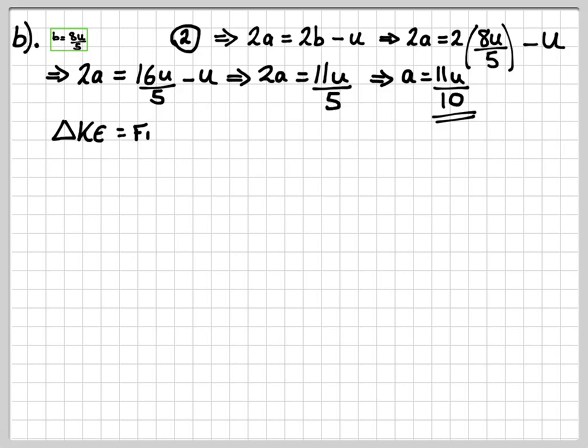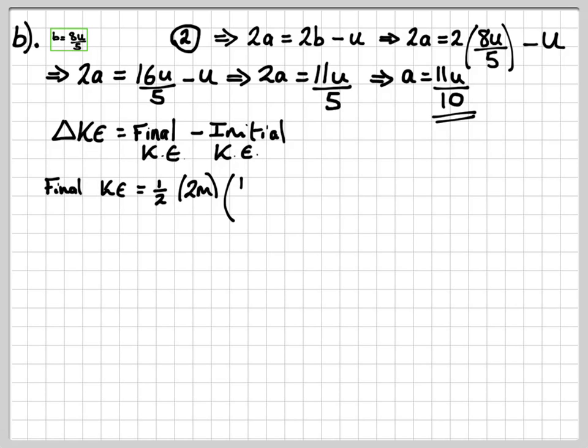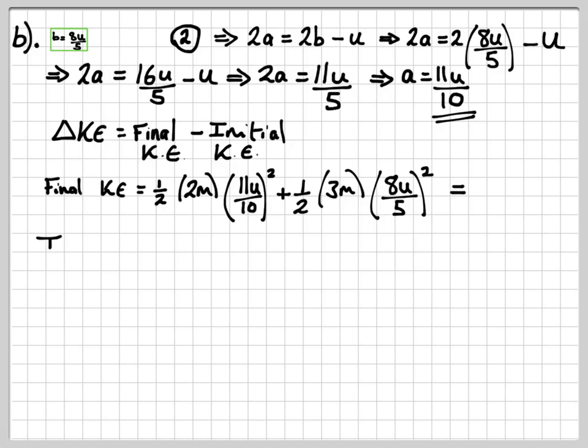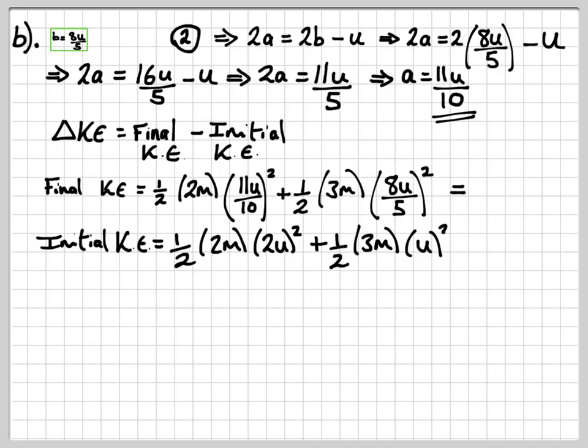Okay, so what happens? The change in kinetic energy is the final kinetic energy minus the initial kinetic energy. So the final kinetic energy will be given by this expression. And make sure you're happy with y, that's the velocities of the two particles after the collision. And the initial kinetic energy will be given by this. Okay, I've left that for you to finish off.